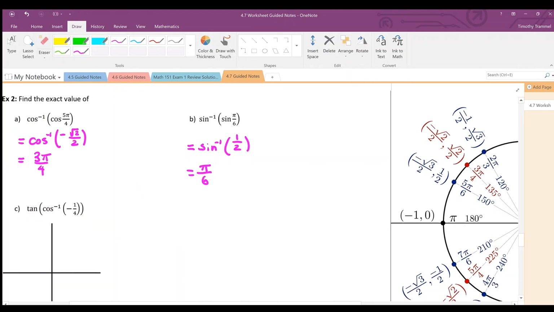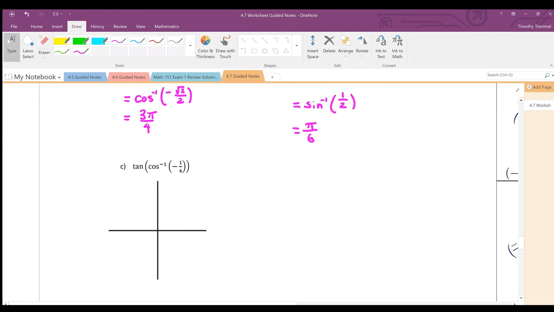Okay. And then next on our list here, we have tangent of cosine inverse of minus 1/4.